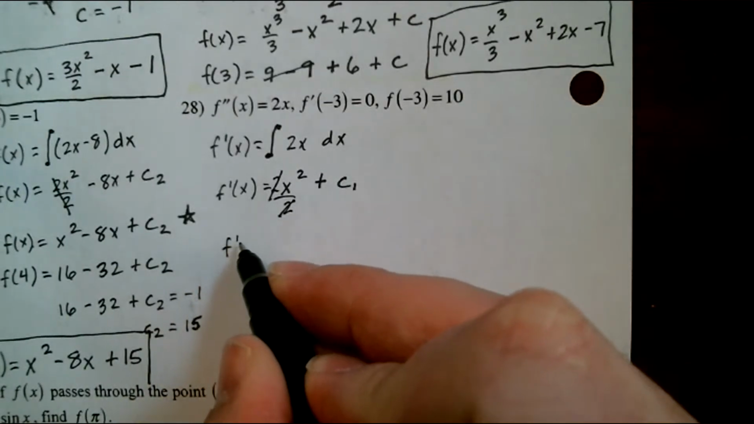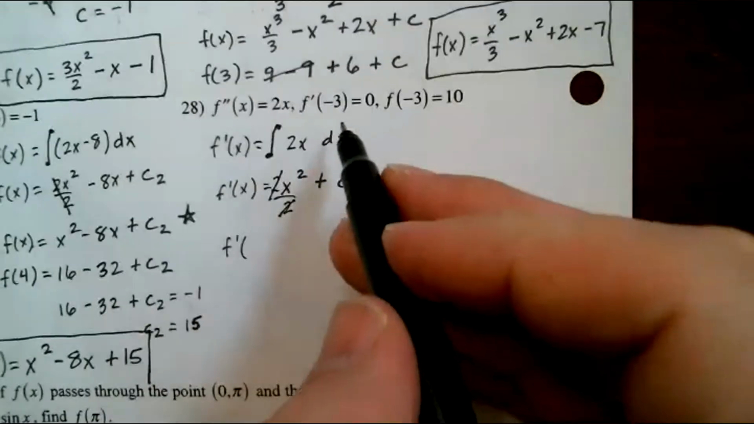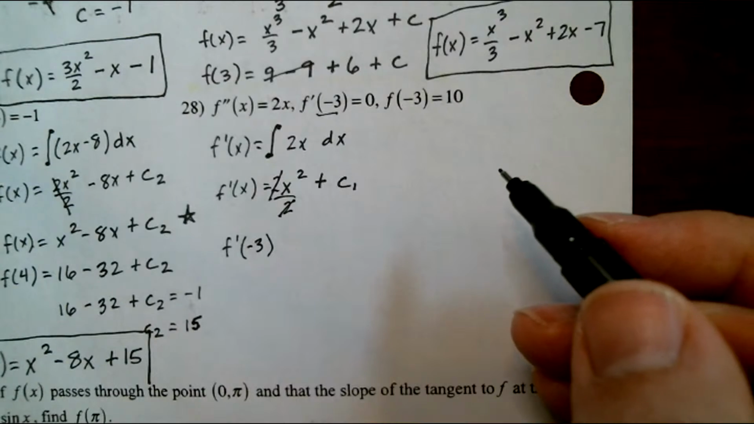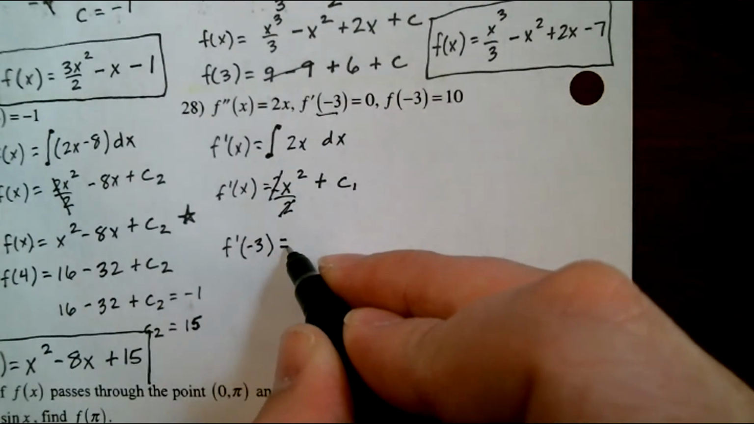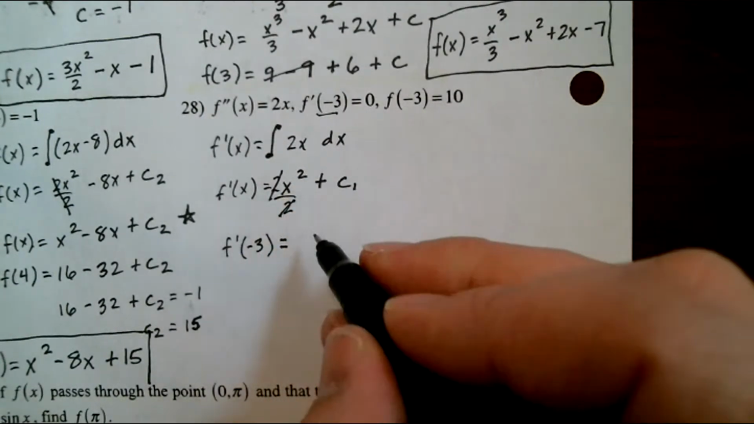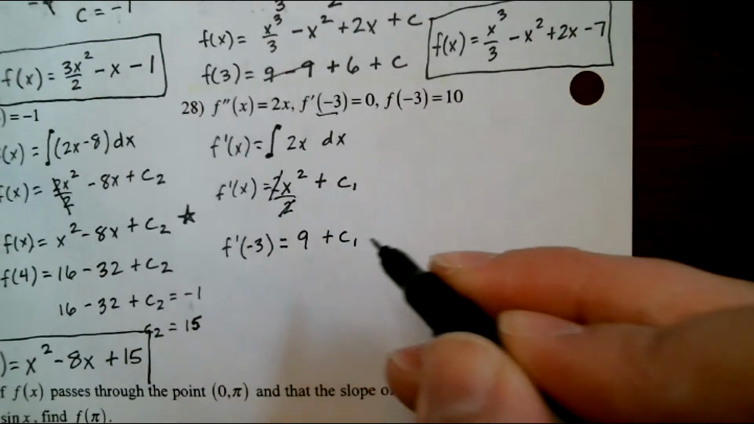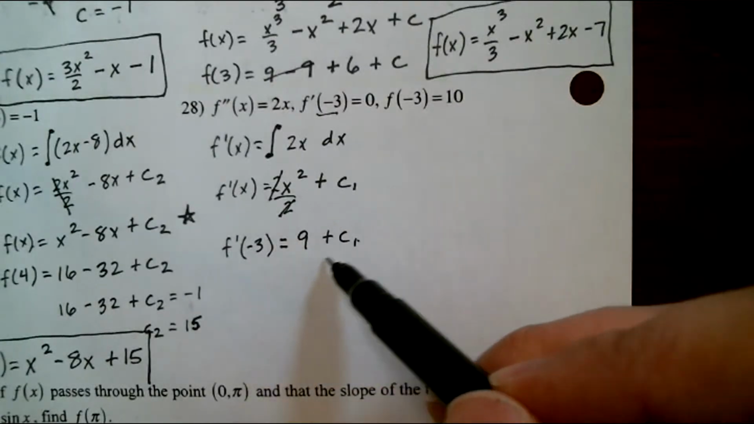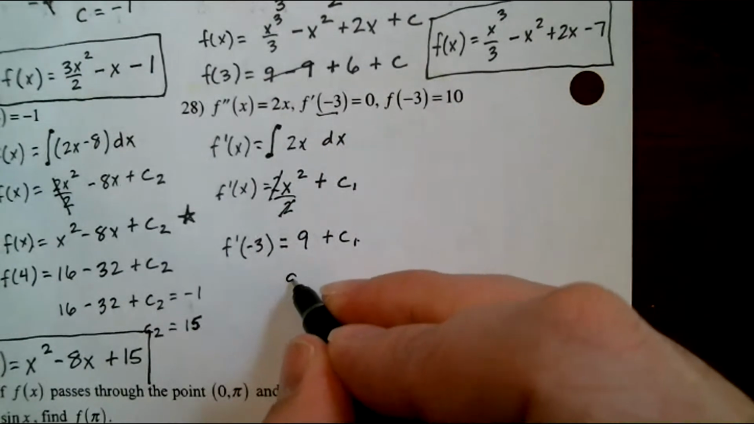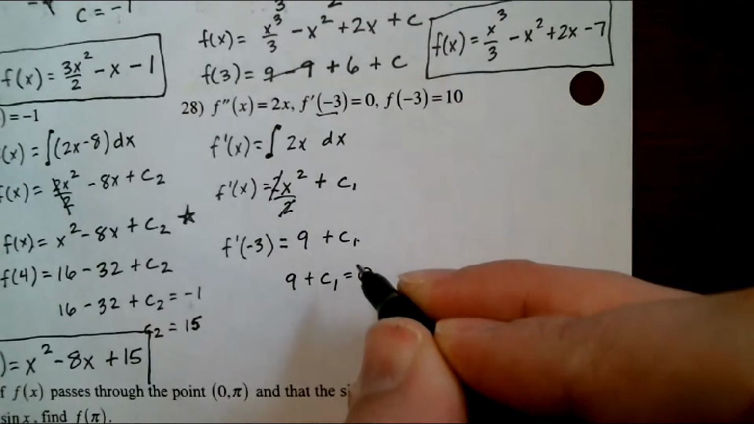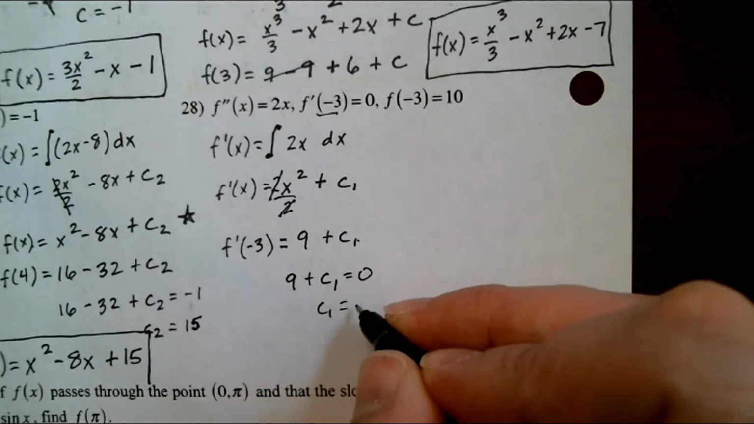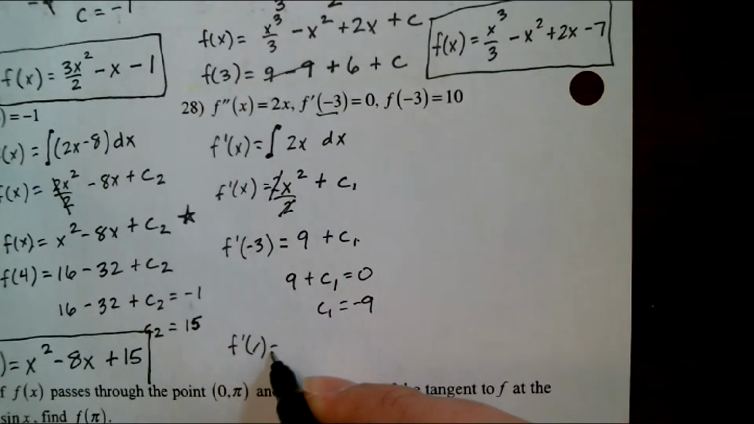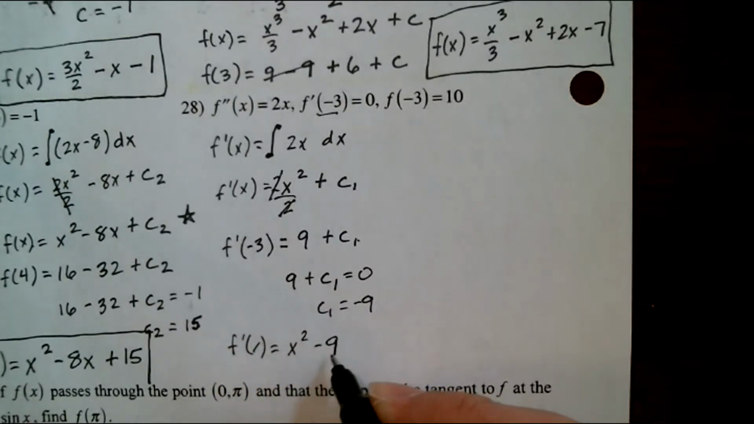So then I say f prime of -3 here, because that's the condition there. So f prime of -3 is equal to, plug in a -3 there, -3 squared is 9 plus c sub 1. This is what f prime of -3 is equal to, so set it equal to 0 to find c. So 9 plus c sub 1 is equal to 0, and c sub 1 is therefore equal to -9. So my derivative of this is equal to x squared minus 9.